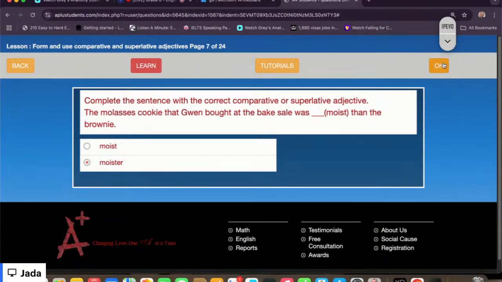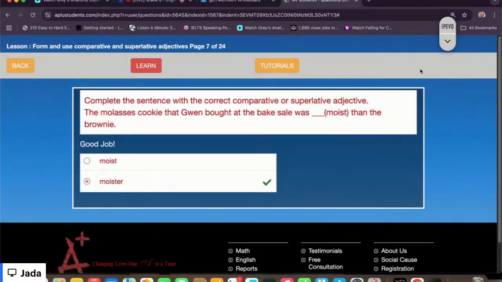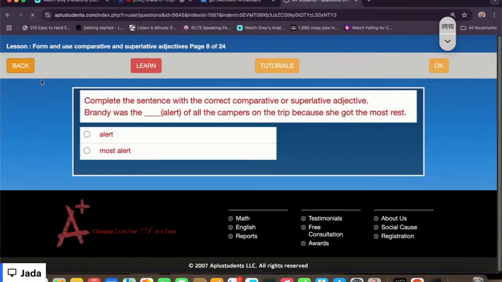So we'll move into the next lesson. If you haven't done this, you have to make sure that you complete this later on, okay?